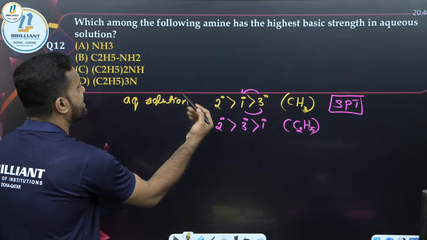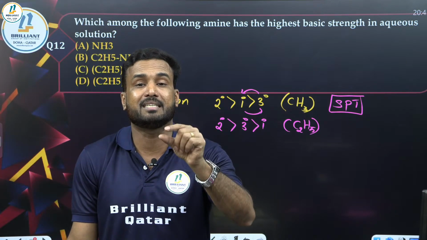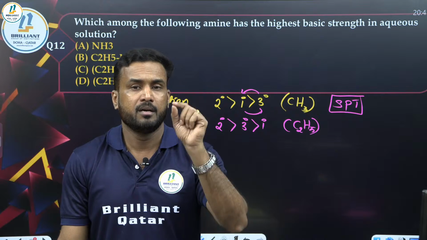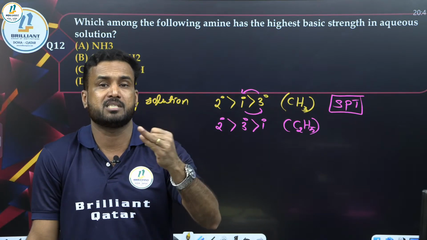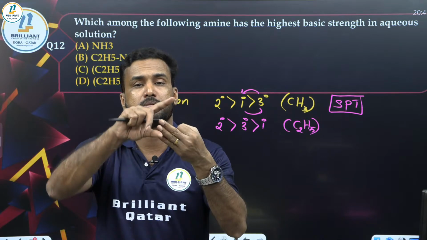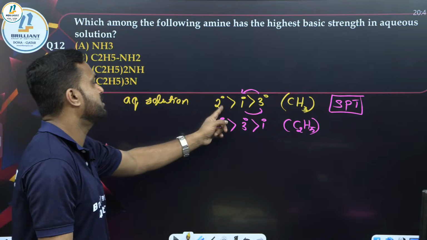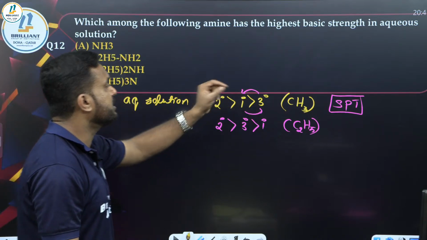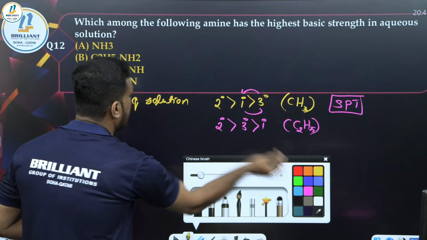Here it's the secondary, the easy one, because in aqueous solution the three factors which determine the basicity are the inductive effect or plus effect, next the steric effect, and third the hydration enthalpy. The average order of these three is secondary greater than primary greater than tertiary. That SPT you keep in mind. So the correct answer is option C, correct?